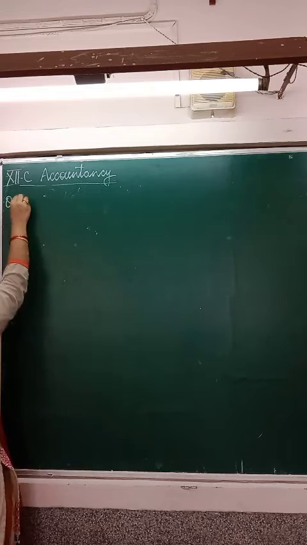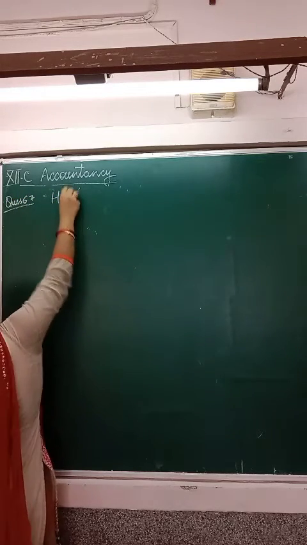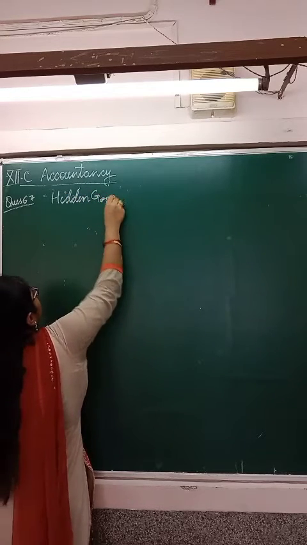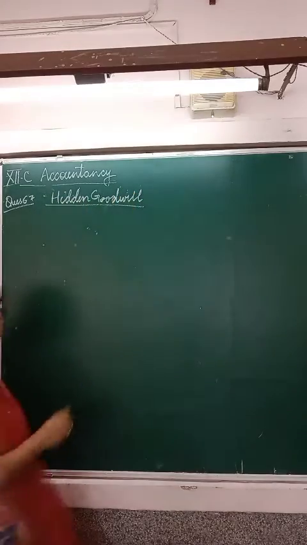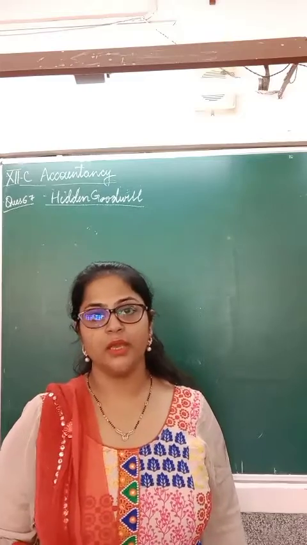Now let us discuss question number 67, which includes an adjustment of hidden goodwill. Now to start with, we will first make the revaluation account.